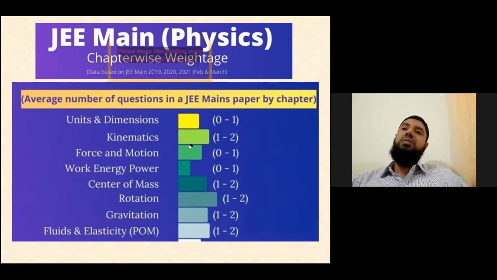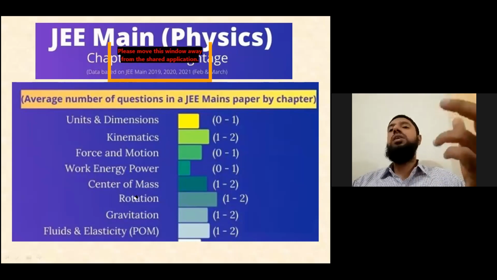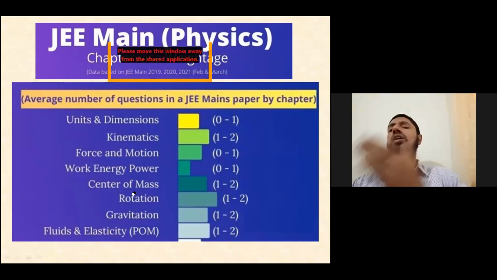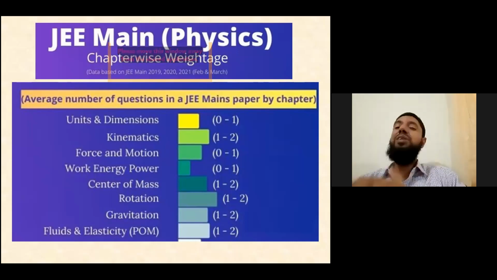In mechanics: kinematics, motion in a straight line, motion in a plane, laws of motion, force and motion, work, energy, power, then center of mass and rotation. Separate these two chapters into two parts. Center of mass and rotation, especially concentrating on angular acceleration and moment of inertia, then radius of gyration. Quite a few questions come from that part.